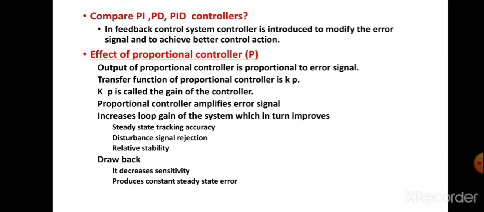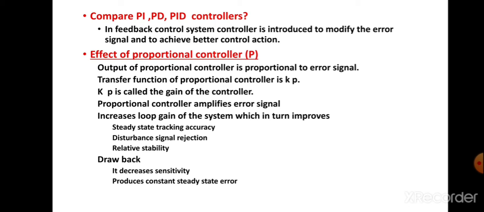In the case of a feedback control system, a controller is introduced to modify the error signal and to achieve better control action. You know that in the case of a feedback system, at the error detector an error will be produced, and introduction of the controller will modify this error signal so that overall better system performance will be achieved.